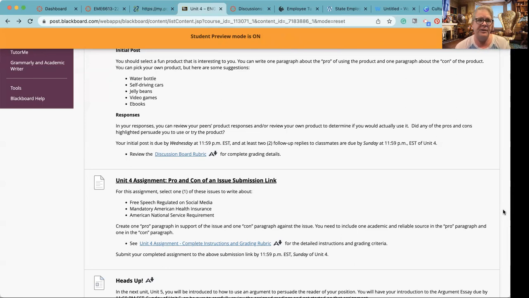And this is a little bit different from universal health care. Mandatory American health insurance is that mandate that was controversial a few years ago. Should Americans be required to have health insurance? That's what a mandatory health insurance is. Finally, we have the American National Service Requirement.